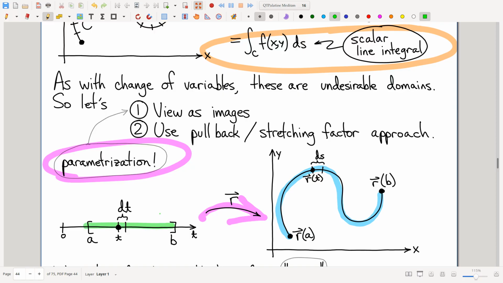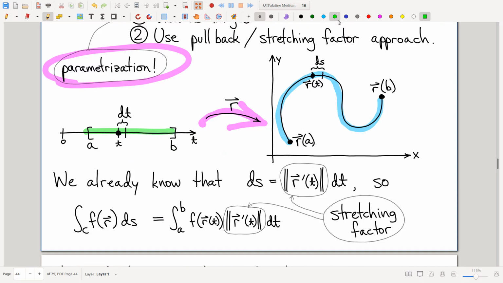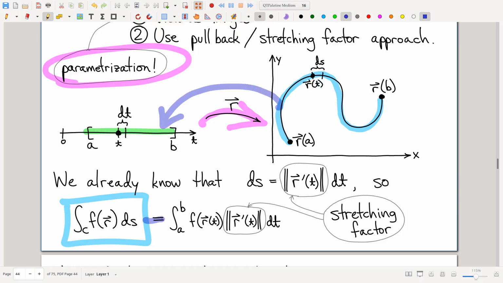So just like with change of variables, I'm going to say, look, this original integral that we had, I'm going to do the pullback to rewrite that as an integral now on my pullback domain. It's mostly a matter of plugging in. And the only one little micro detail that we have to deal with is what is that stretching factor?